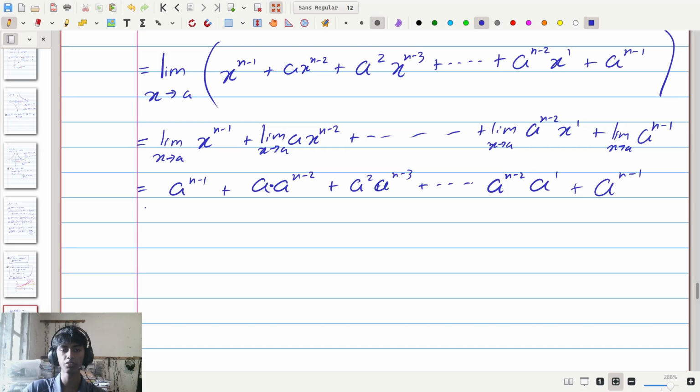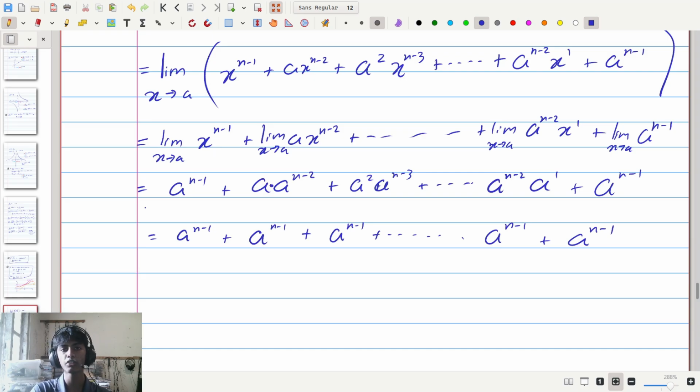So if we look at all of these, we can see the first term is a to the power of n minus 1. The second term is a to the power of 1 times a to the power of n minus 2, which is just a to the power of n minus 1. The next term after that is a to the power of 2 times a to the power of n minus 3, which is a to the power of n minus 3 plus 2, which is a to the power of n minus 1, and so on, all the way down to here where we finally have a to the power of n minus 2 plus 1, which is going to be a to the power of n minus 1, and a to the power of n minus 1. So we have a certain number of n minus 1s.